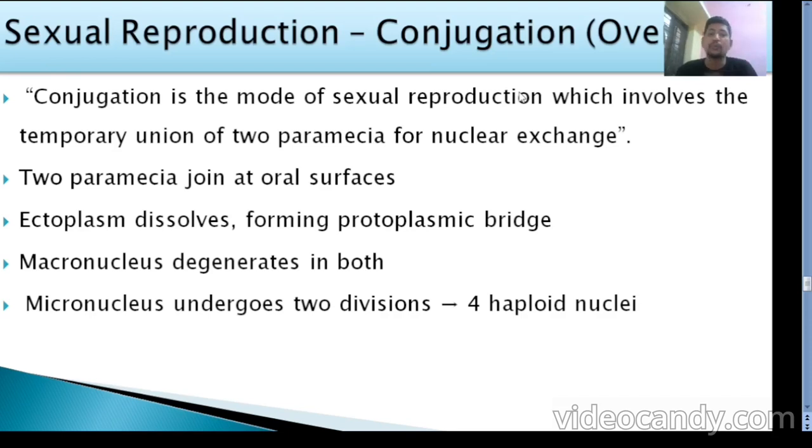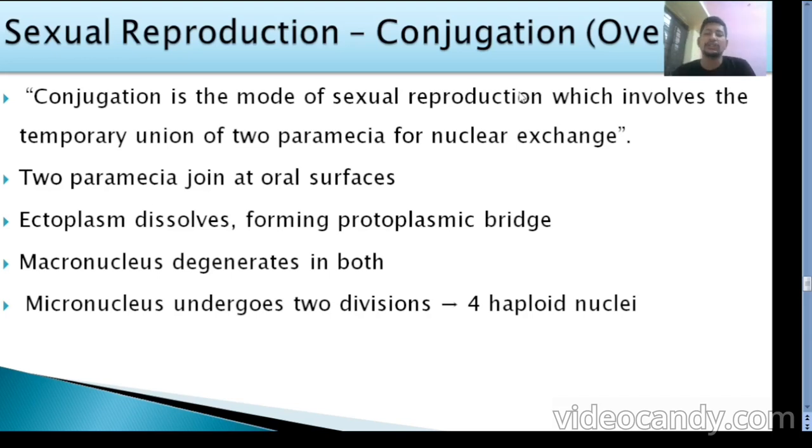Okay, and why do these two paramecia come in contact with each other? Mainly for the exchange of their nuclear material. So remember, first it is a sexual mode of reproduction. It involves a temporary union for a certain period of time. And what is the purpose of conjugation? It is mainly for the exchange of nuclear material. I hope it is clear about the definition.